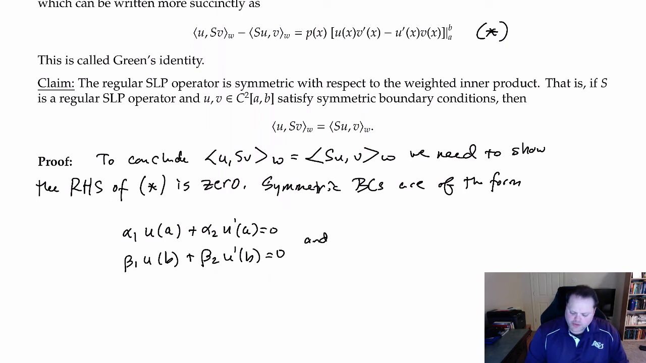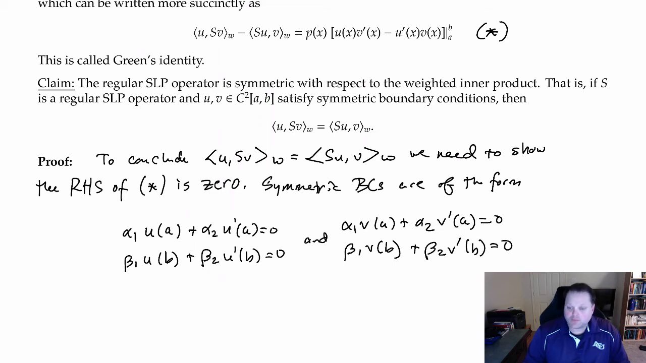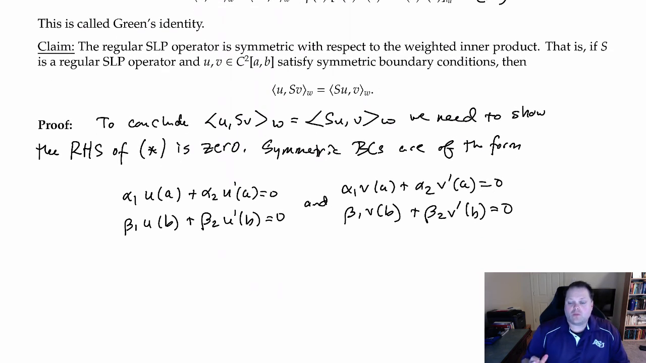Because they're both assumed to be solutions to the same SLP problem, you've got alpha 1 v(a) plus alpha 2 v'(a) equals 0, and beta 1 v(b) plus beta 2 v'(b) equal to 0. So we know that the symmetric boundary conditions are of this form. They imply this relationship between u and v.